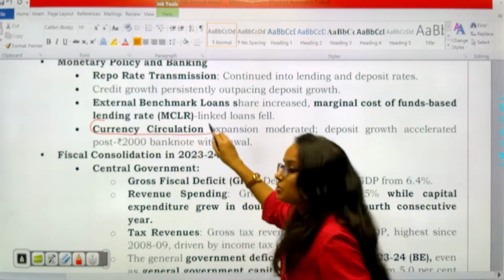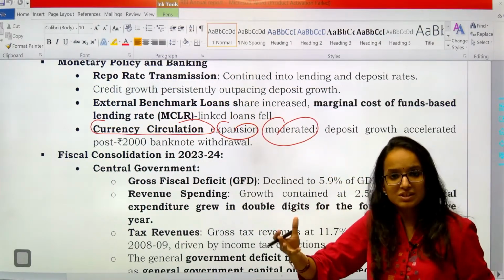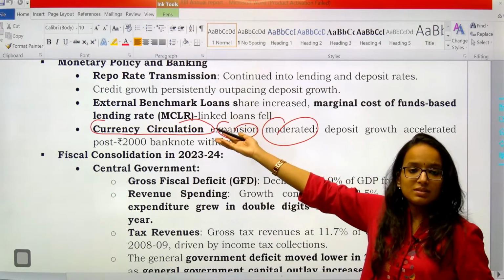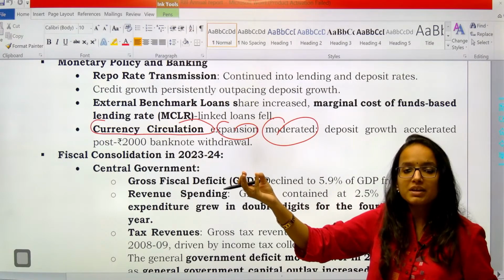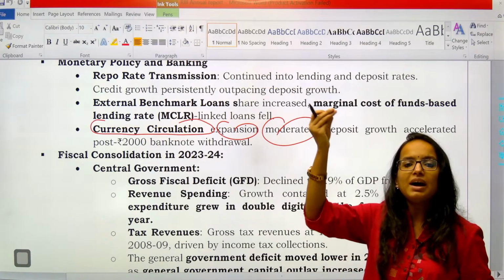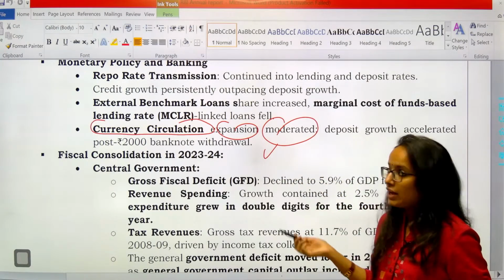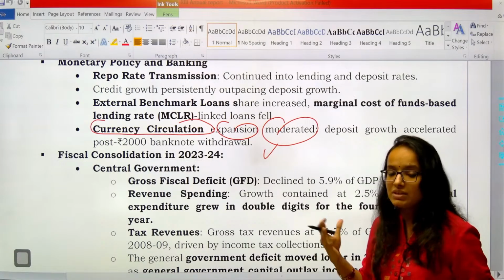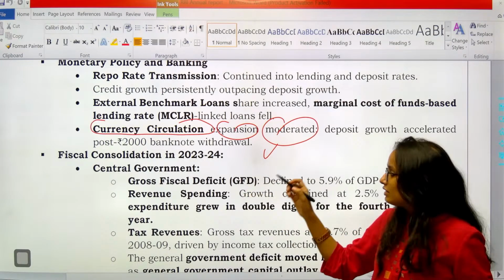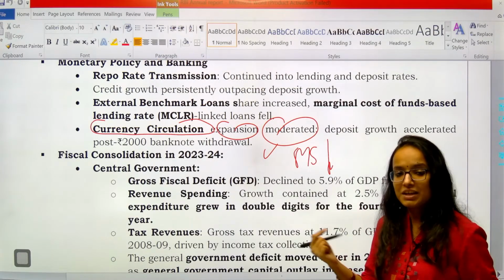Now, currency circulation. If we talk about currency in circulation, expansion has moderated. Money supply, that is to say, has moderated. Why? These steps, as you know, are the withdrawal of accommodation taken by RBI. So RBI is continuously aiming to reduce money supply through monetary policy. That's why repo rate has been kept high, 6.5%, right? You know that external benchmark, repo rate based loans have increased, so the interest rates linked to the higher repo rate are also higher. That's why money supply has moderated compared to previous levels, and so we are able to contain inflation.